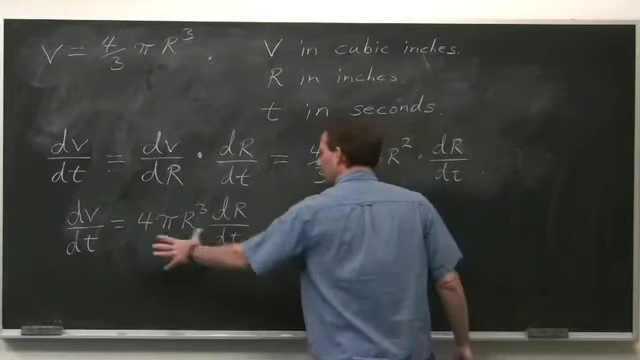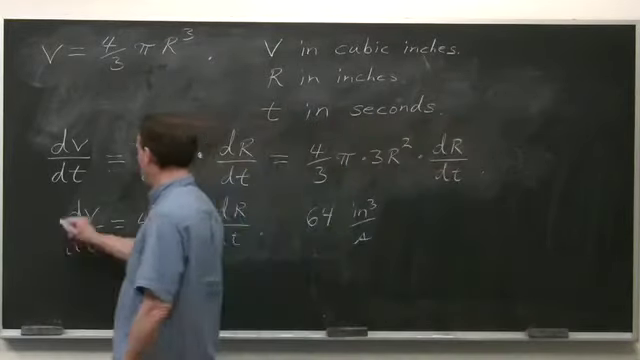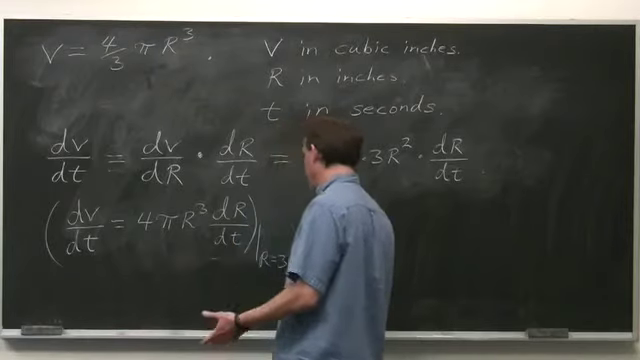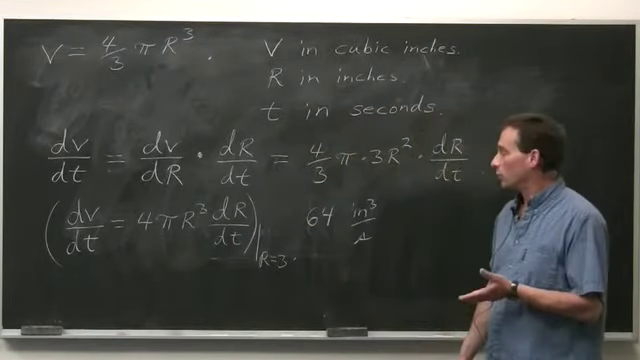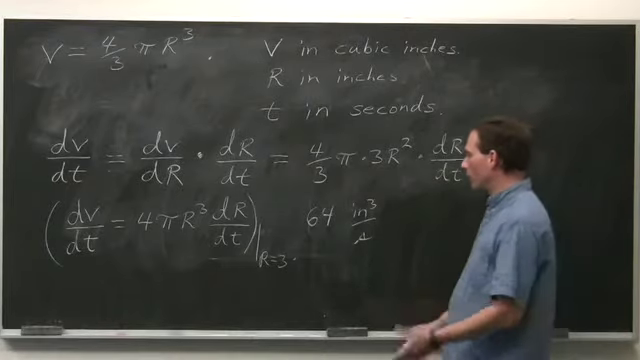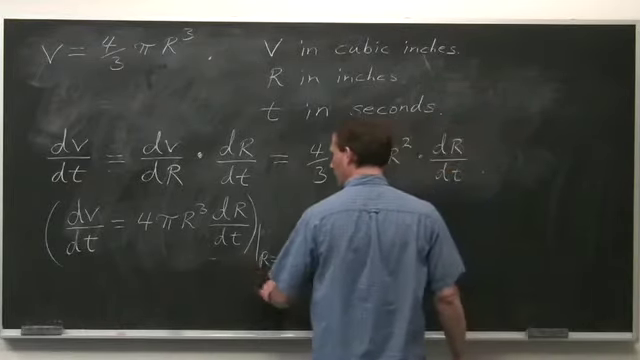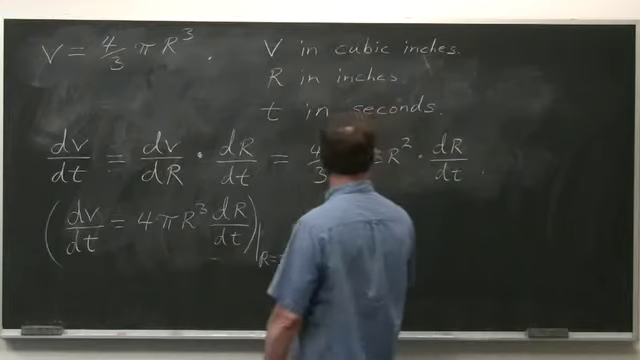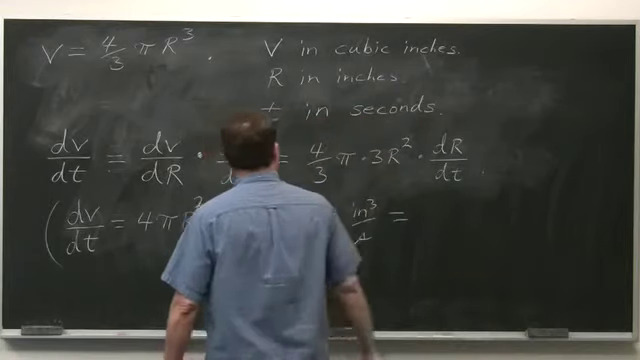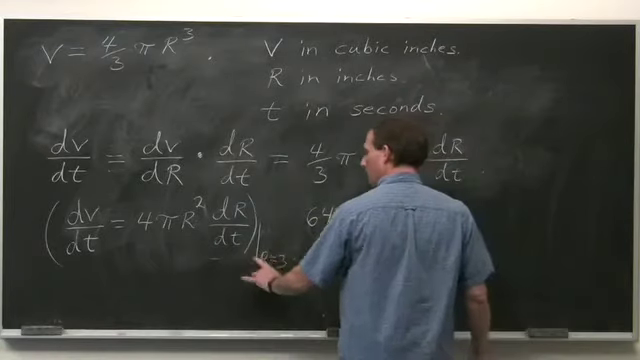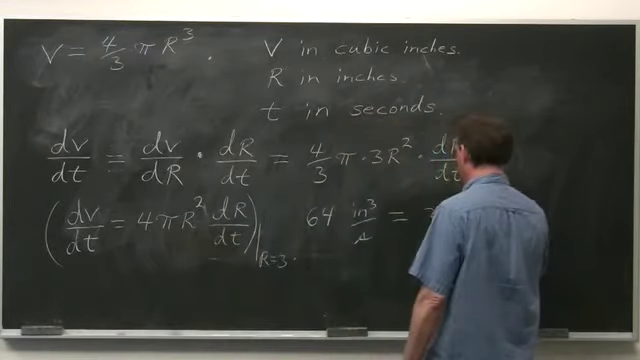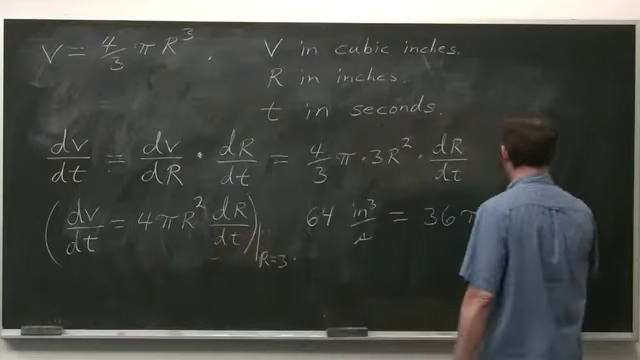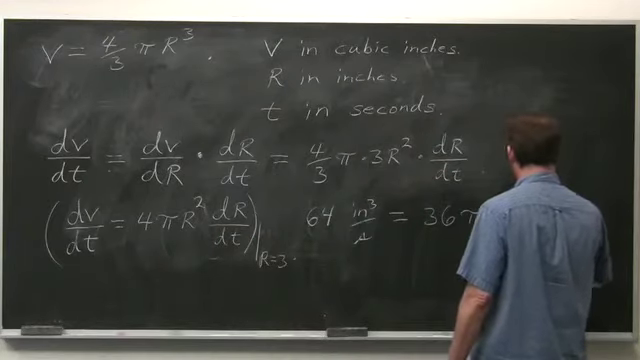And now I'm going to evaluate this entire expression when r is 3, because the question was, what's dr/dt when the radius is 3 inches? So I want everything evaluated when r is 3 inches. Well, that means here I would get, what happened, that should have been a squared. We get 9, we get 36 pi. Right? We get 9 times 4, 36 pi times whatever dr/dt is when r equals 3 inches.